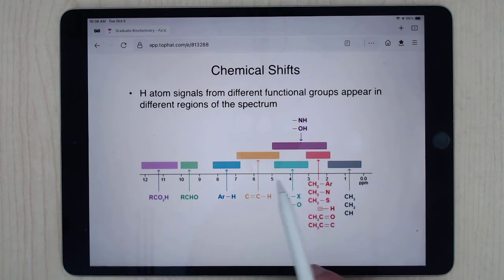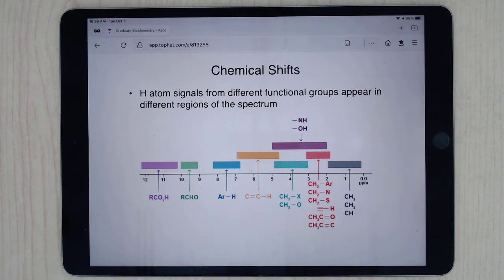If you're in the sort of 3 to 5 region, you're typically directly attached to something very electronegative. So it's either going to be a halide or an oxygen. They typically are in this 3 to 4.5 region. If you're hanging directly off a carbon of a double bond, as opposed to being next to a double bond, if you're hanging directly off of an alkene, you're going to be in this 5-ish region. If you're hanging off a benzene, you're going to be in the 7 region.